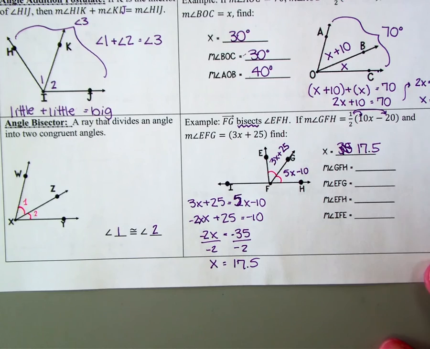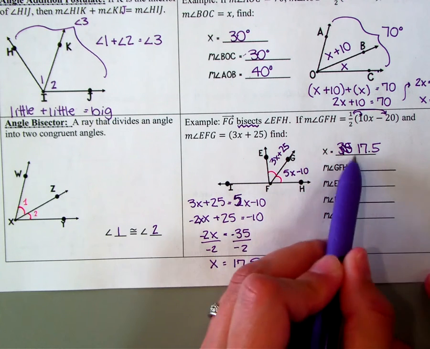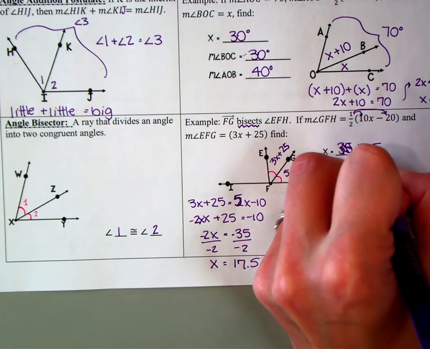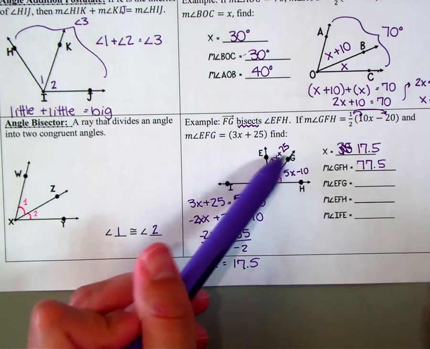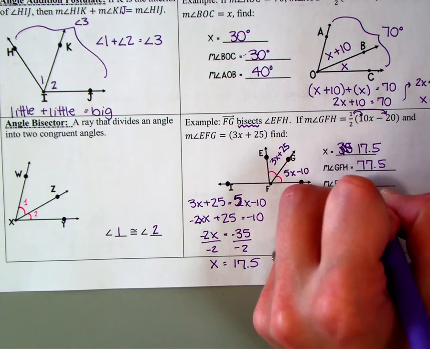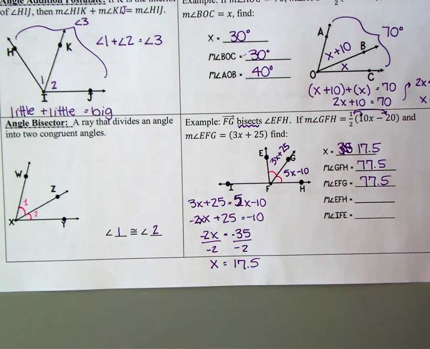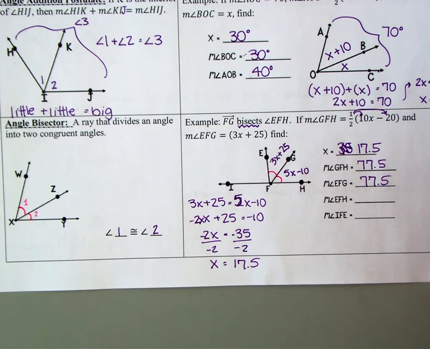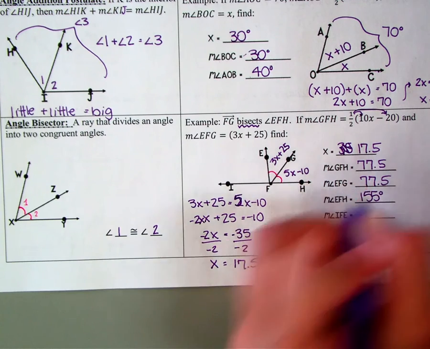All right, then we'll plug that value of x into my equations to find the rest. So GFH, I'm going to plug in 17.5 in for x. We'll have 5 times 17.5 minus 10. We get 77.5. So we should get 77.5 for EFG. We'll make sure and check it. So 3 times 17.5 plus 25 is 77.5. Which means those two together, EFH, is 77.5 plus 77.5, which gives me 155.